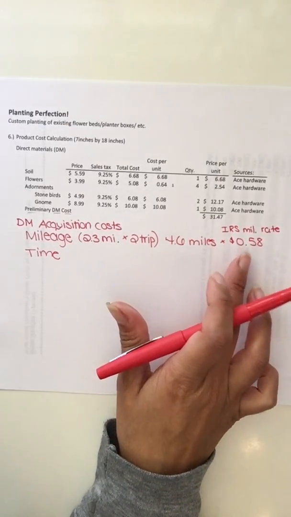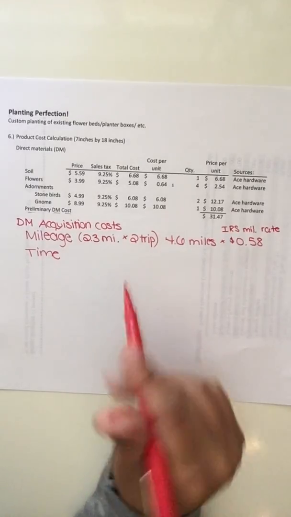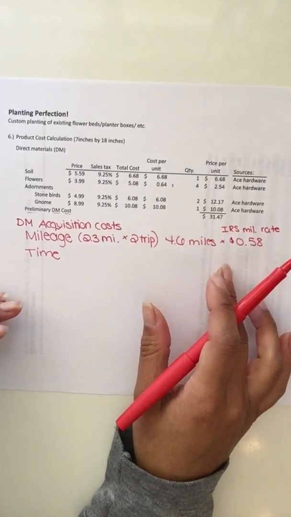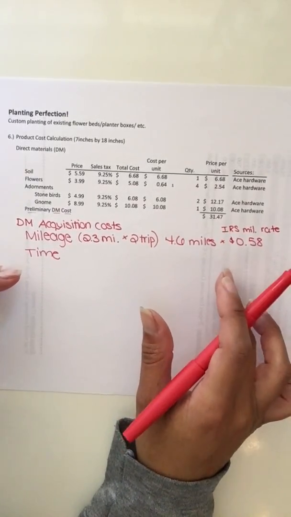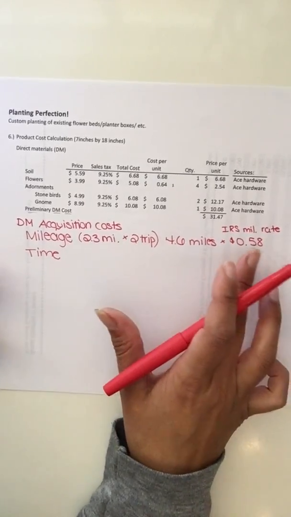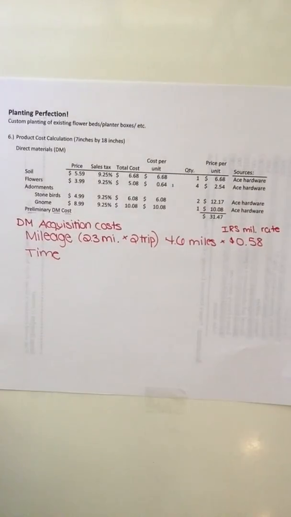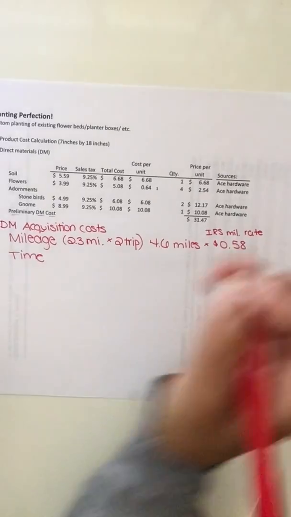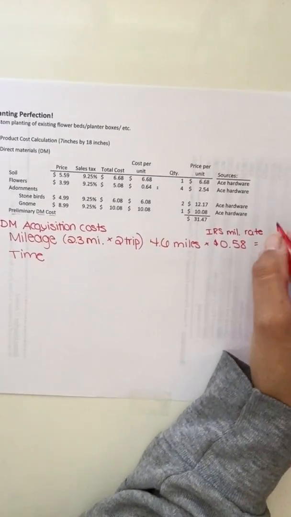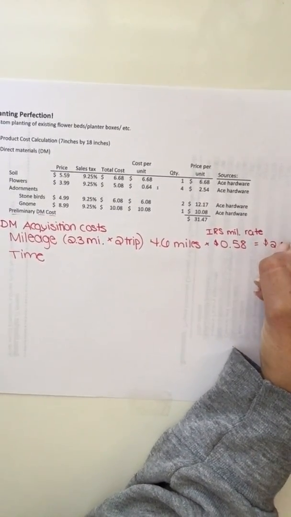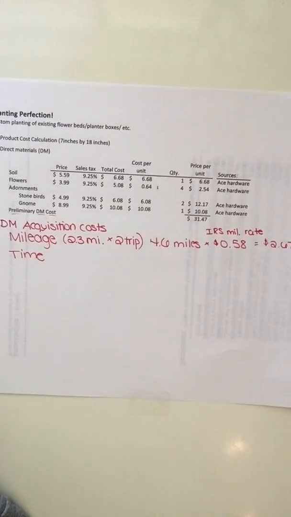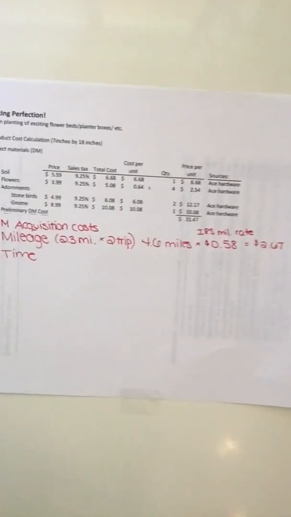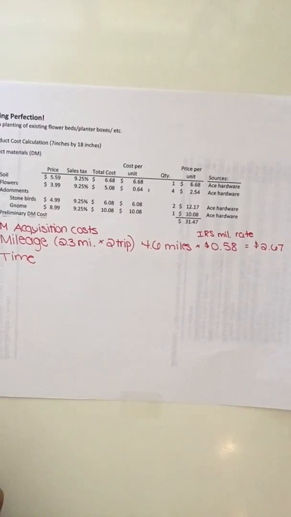So it's a lot easier to use that mileage rate than to calculate what your actual gas is per mile and all of that. So feel free to use that rate. It's going to make your life a lot easier. So that gives me a total mileage cost of $2.67. Okay, that reflects my mileage.